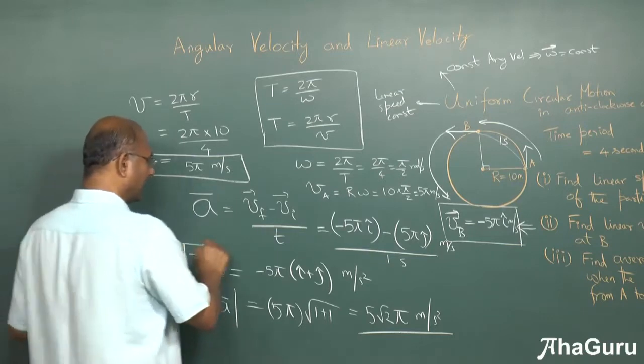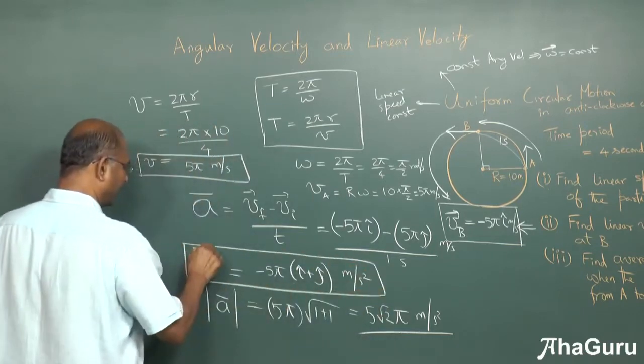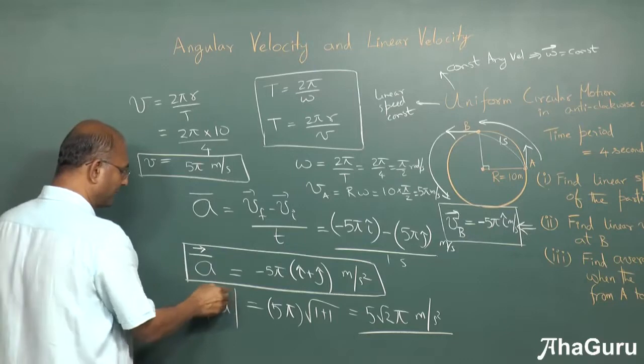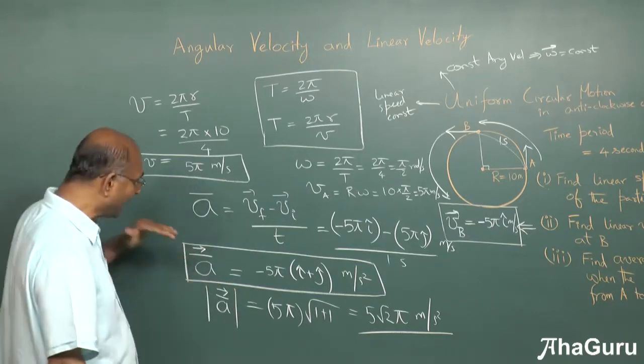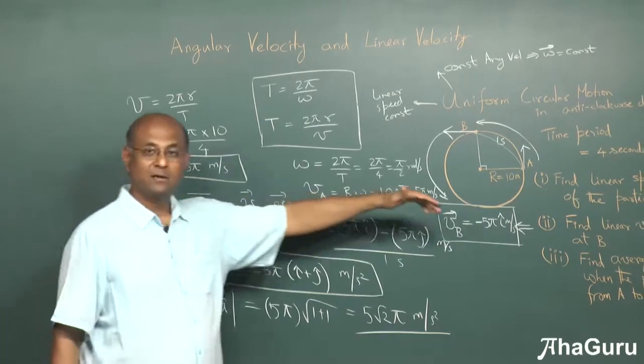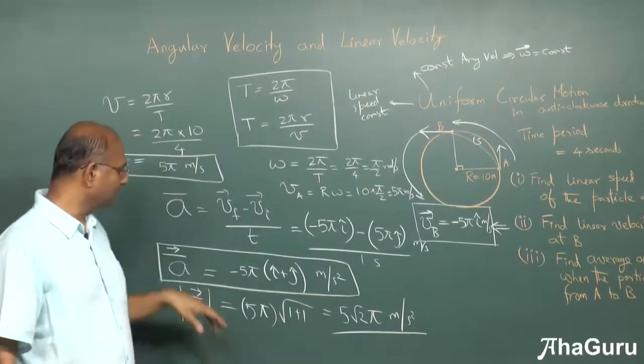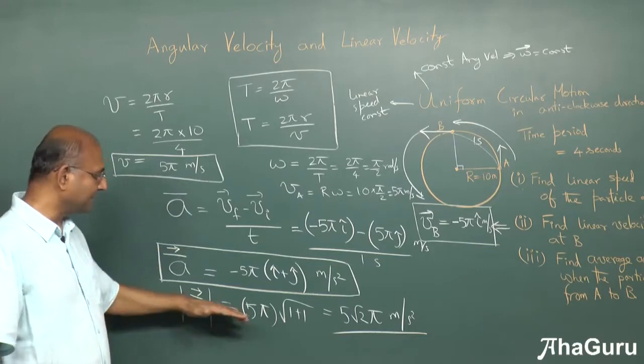This is the average acceleration vector. I'm putting the vector symbol on top, but that's very confusing because with the average. But it's the average acceleration vector. We don't know whether we want the magnitude or the vector. So I'm assuming this is the vector and this is the magnitude.